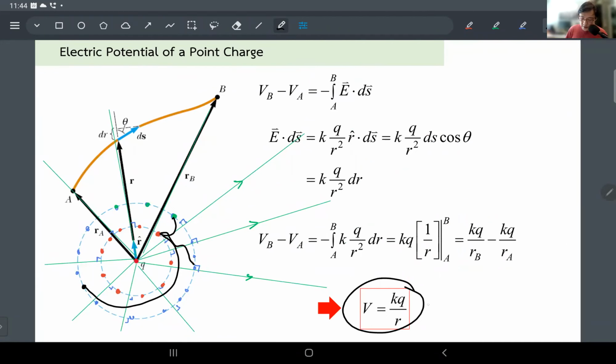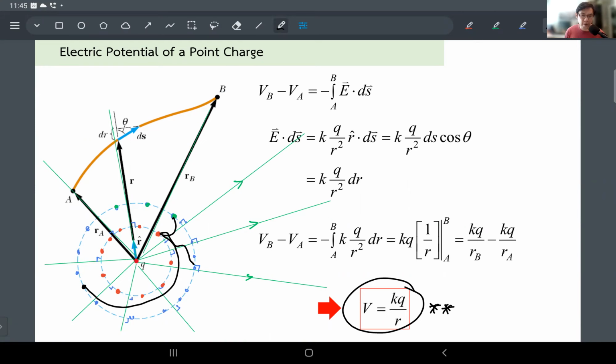And here comes the potential from a charge, a point charge. You can calculate it to be KQ over R. All right, the derivation, you can just leave it there. Don't worry about it. Okay, guys? Sort of weak so far?